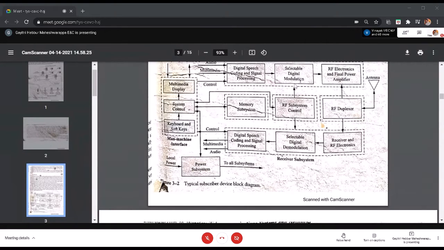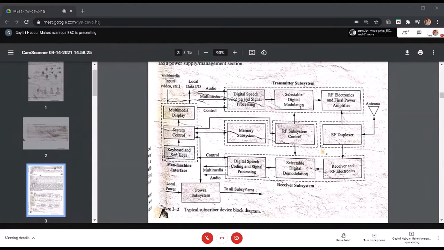And also we have a system control, RF subsystem control, and it is a duplexer. Duplexer means while transmitting, it acts as a transmitter, while receiving it acts as a receiver. So it's called an RF duplexer. This is the system which is called control. Okay. So all these connections will be connected to the input output device, right?